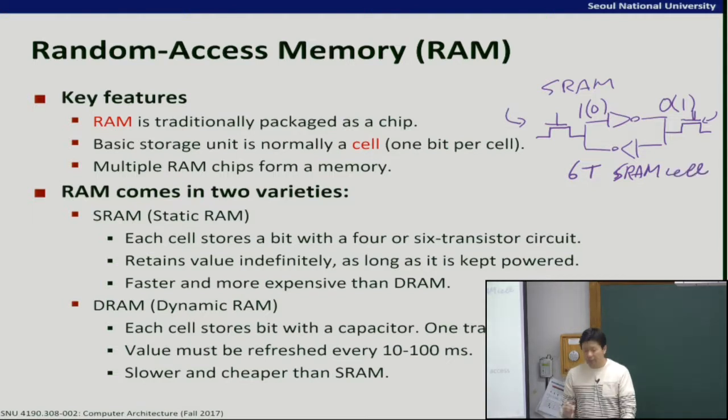Because each inverter takes 2 transistors, it's a 6 transistor SRAM cell. But in contrast, DRAM looks like this. DRAM actually has only a capacitor. Because you have a capacitor, you can store 1 bit of information, depending on whether it's charged or discharged.